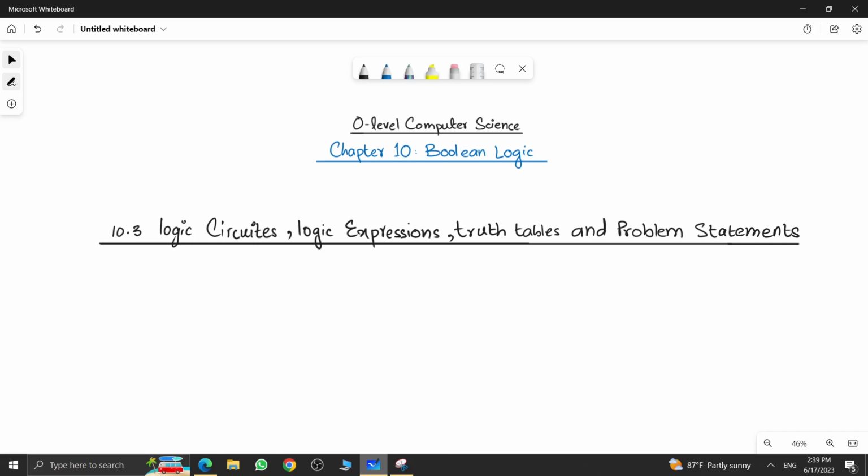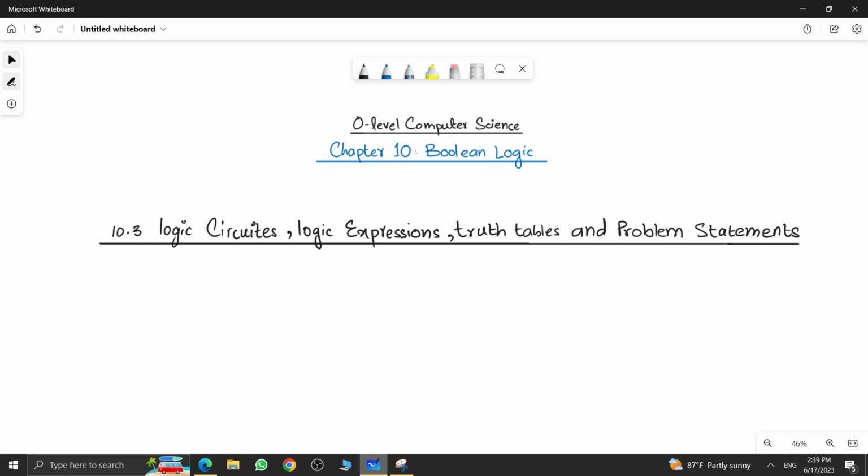10, Boolean logic. In this video, we are going to start topic number 3, that is logic circuits, logic expressions, truth tables, and problem statements. If you don't understand any of these terms, please watch the video of introduction of Boolean logic, because in that video I have showed you everything, the logic circuit, logic expression, and truth tables.